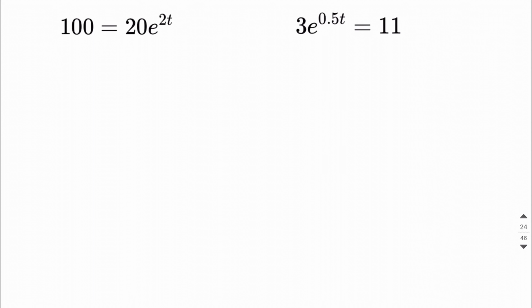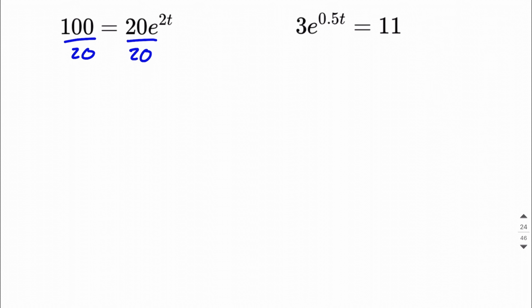Let's work on solving a couple exponential equations that involve e raised to powers. For these, I'm going to start on the left-hand side, and try to isolate this exponential part, the e raised to the power. You'll notice that 20 is not part of that. So what we want to do first is get rid of the 20 by dividing both sides by 20.